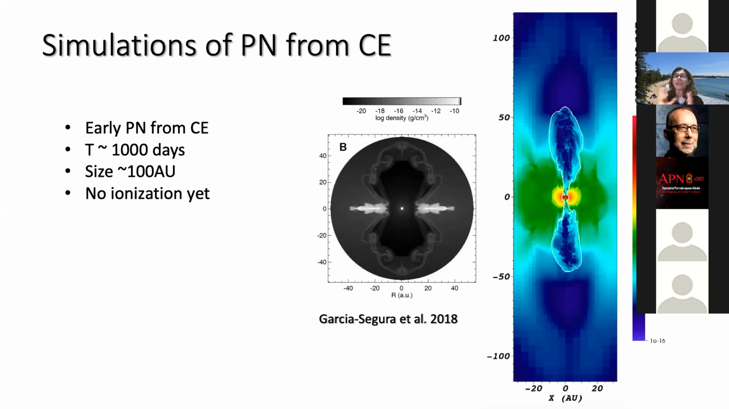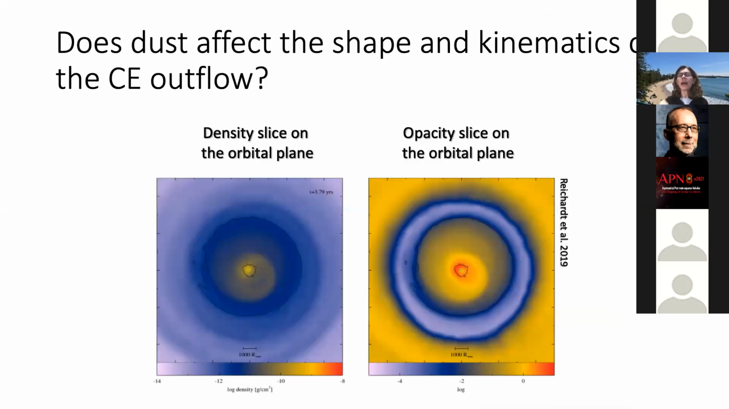Both these pictures are taken approximately 1,000 days. Sorry, I wrote 1,000 days after the blasting of the wind, and they're approximately to scale. So you see a lot of similarities. Lots of questions about cooling. As I said, we really need to put a lot more physics before we can start trusting fully, but this is a good beginning. Now, what about dust?